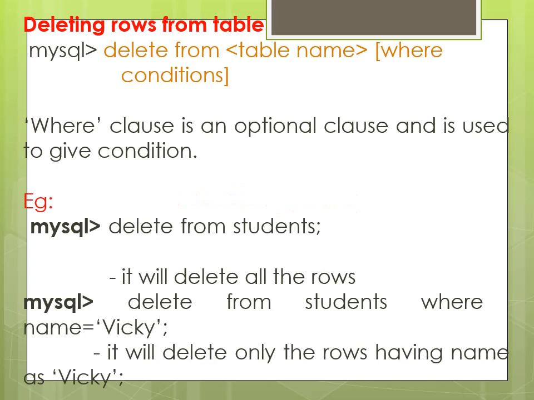Now let us see some of the commands related to delete or deletion of rows. The command delete, it is a DML command, data manipulation language command: delete from table name where condition. So if we are using delete from table name, all the rows will be removed, and if we are using delete from table name where a given condition, only the condition satisfied rows will be removed from the table.